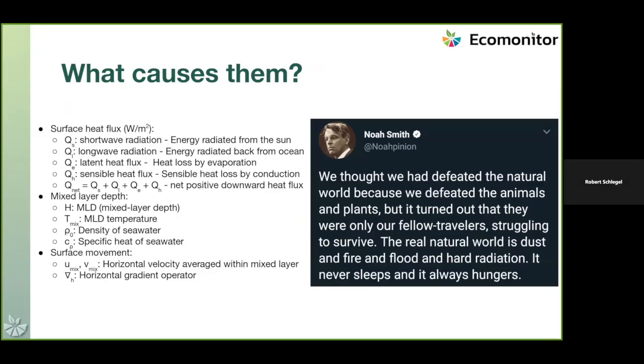And that is simply that we thought we had defeated the natural world because we defeated the animals and plants. But it turned out that they were only our fellow travelers struggling to survive. The real world is dust and fire and flood and hard radiation. It never sleeps and it always hungers.